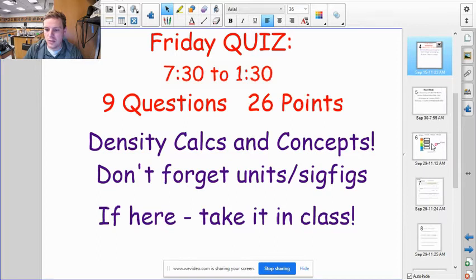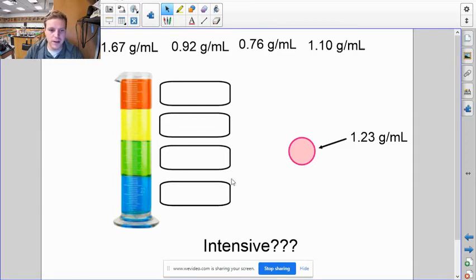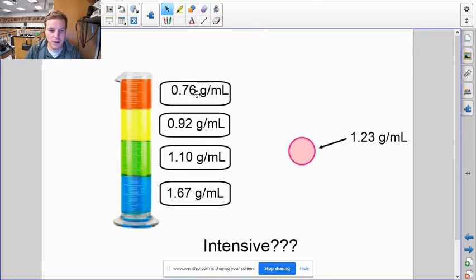So we just did some practice problems kind of involving that. One thing we started off with was, okay, we had this graduated cylinder. I poured 4 different liquids into this graduated cylinder. Their densities are listed up here. So what must be the density of the blue liquid? Well, the blue liquid must be the most dense because it sank to the bottom. So that means it has to be the 1.67. And then we kind of moved our way up through this. We're like, okay, 1.10 must be next, then 0.92. Then finally, the least dense, 0.76, must be the density of the red.